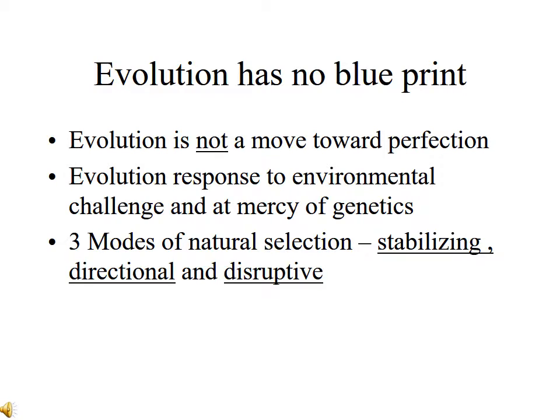Evolution really has no blueprint. There's no plan that scientists can envision. Basically, evolution is not a movement towards perfection. Evolution is simply a process that responds to the environmental challenges and basically is at the mercy of genetics. Now, we do have three modes of natural selection: stabilizing, directional, and disruptive. So let's look at each of these.